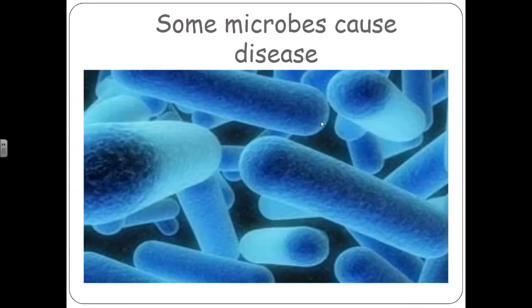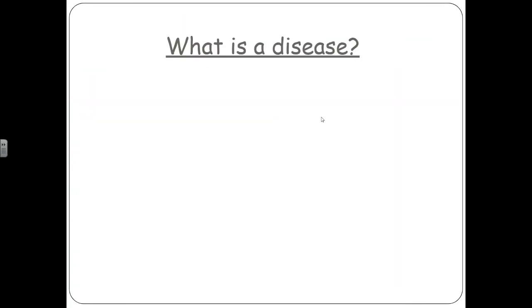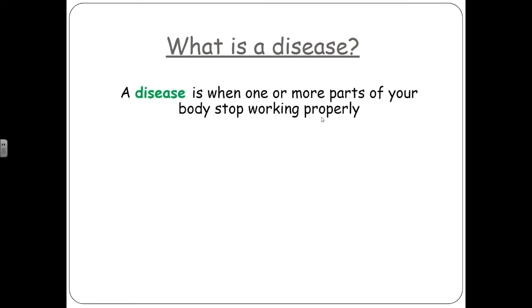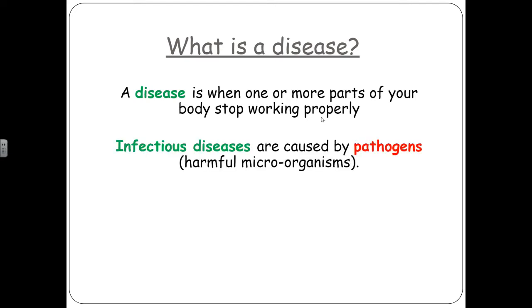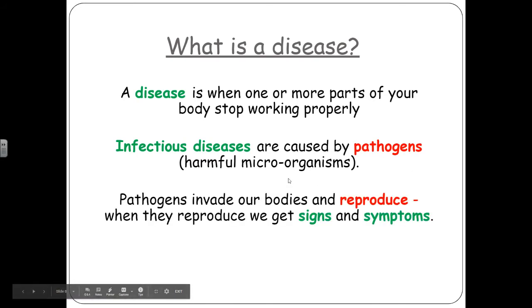So some microbes can cause disease. They're not as useful as our lactobacillus that made our yogurt in the previous video. What is a disease? It's anything that stops one or more parts of the body working properly. Infectious diseases are ones that are catchable, so you can catch them if a pathogen infects your body. Pathogens are just any harmful microorganism.